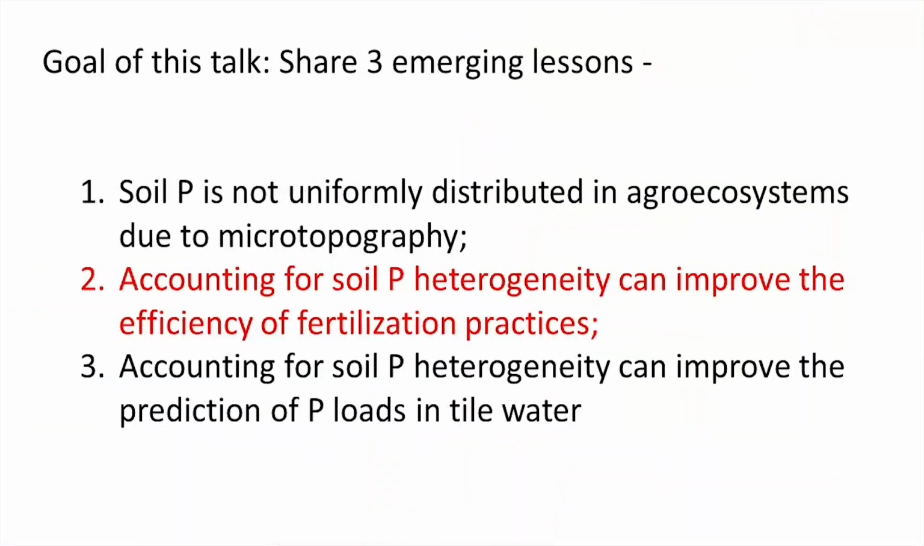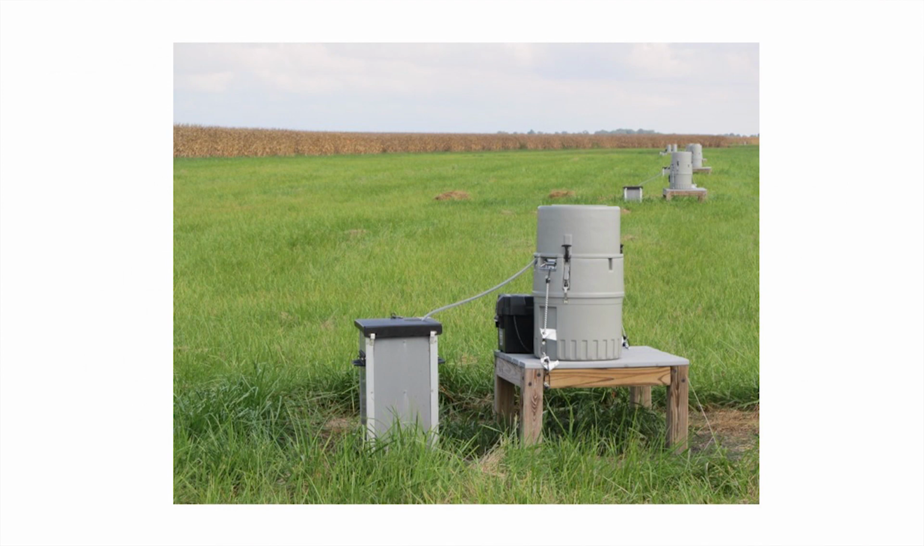All right, so overall, I think what this indicates is that accounting for soil phosphorus heterogeneity, this non-uniformity, can absolutely improve the efficiency of fertilizer practices. It can help us figure out where to put phosphorus, where it's needed most. So avoid the sinks of P, like the closed depressions, and move it to the places that actually do need additional phosphorus that maybe are not being picked up by the commercial approach that is being used today. Okay.